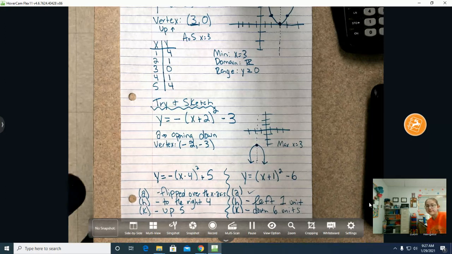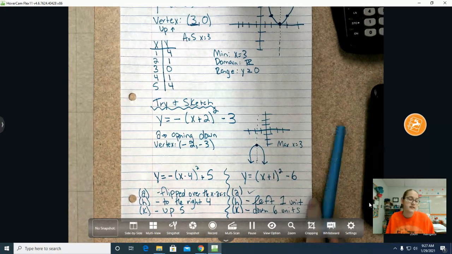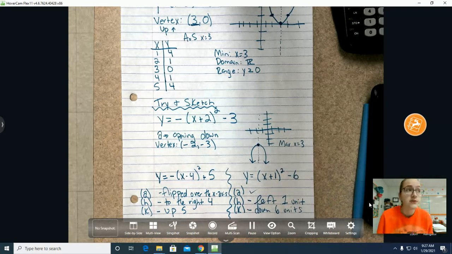Okay, so there's a couple different forms that this stuff is going to be given to us in. Vertex form is probably the most user-friendly form, so it's really a good idea that we get a good grasp on this.